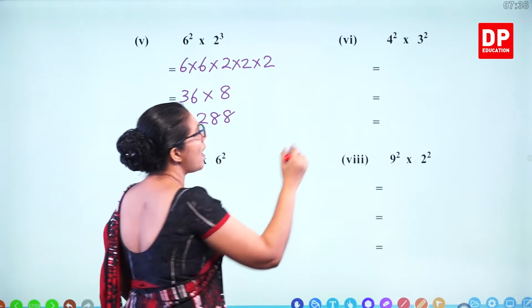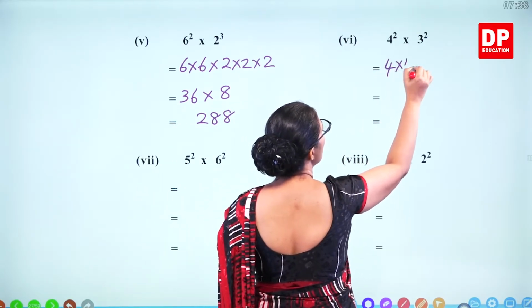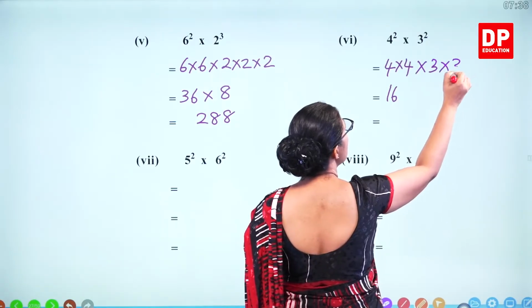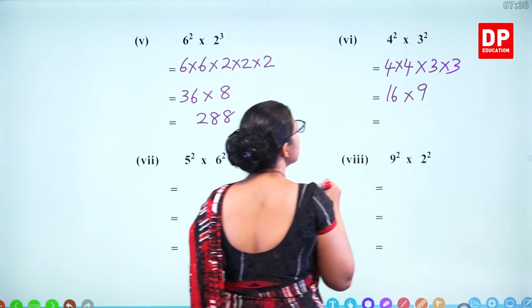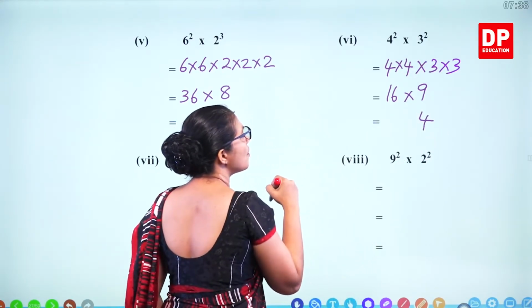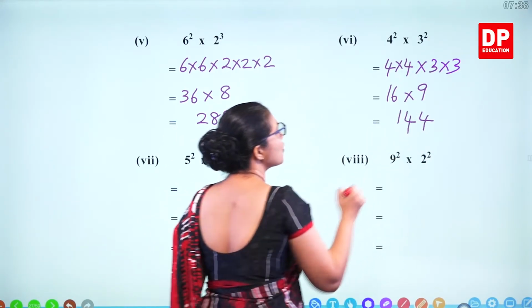This one, 4 squared. 4 times 4, that's 16. 3 squared, 3 times 3, that's 9. 16 times 9, 144.